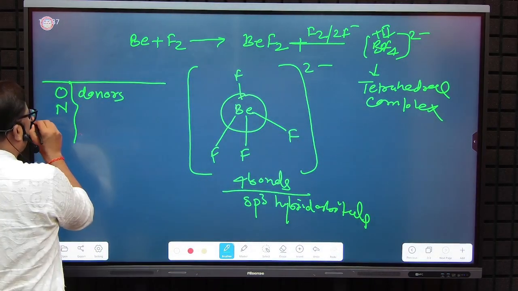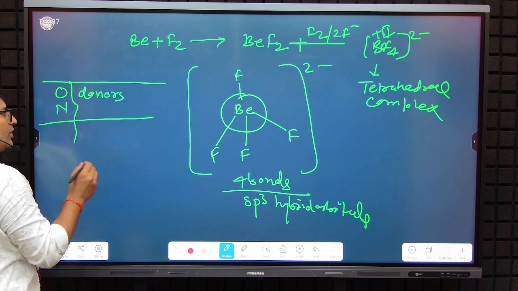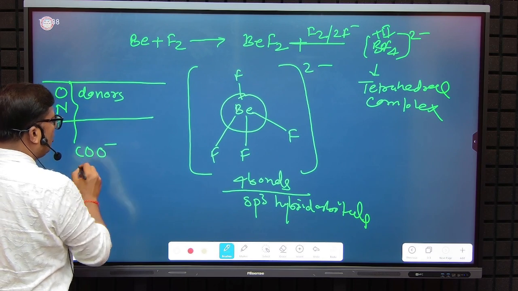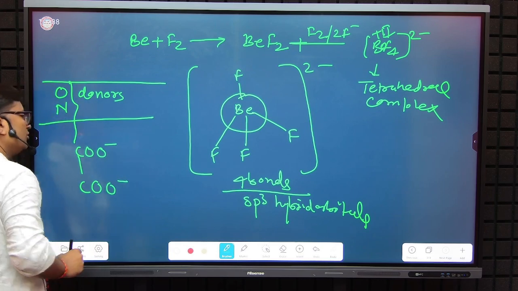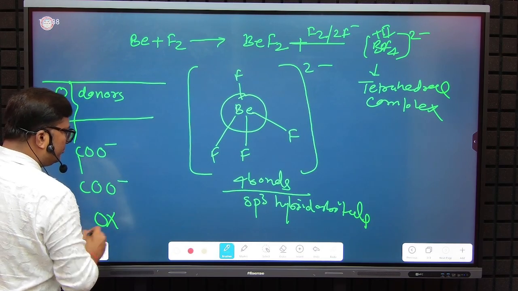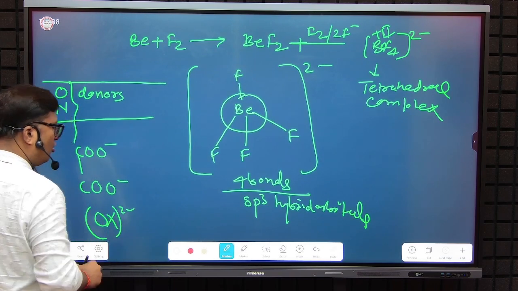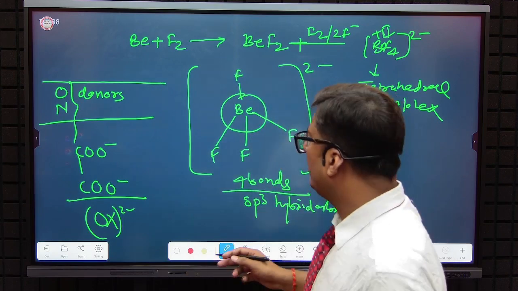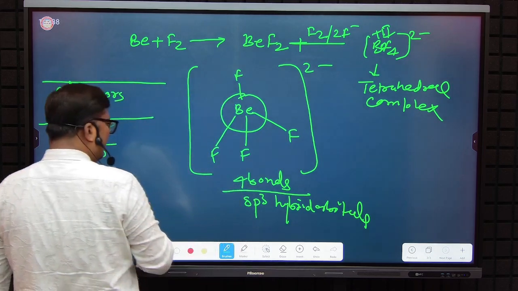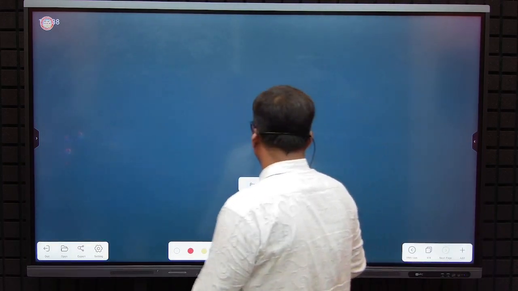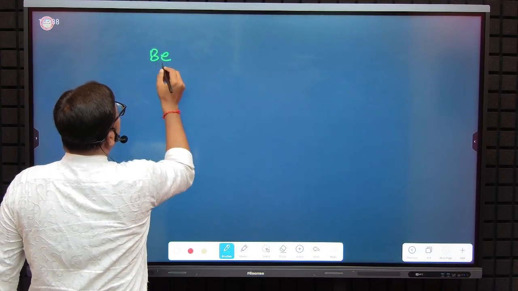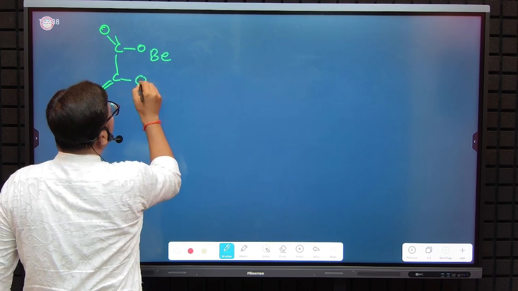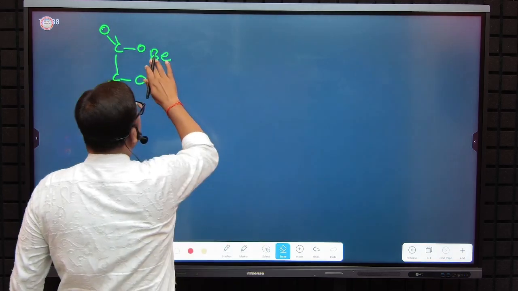Some ligands, like bidentate ligands such as oxalate, that is C double bond O minus and C double bond O minus. So this is your ox, the 2- oxalate anion. This is actually a bidentate ligand which can form complexes like that with beryllium.